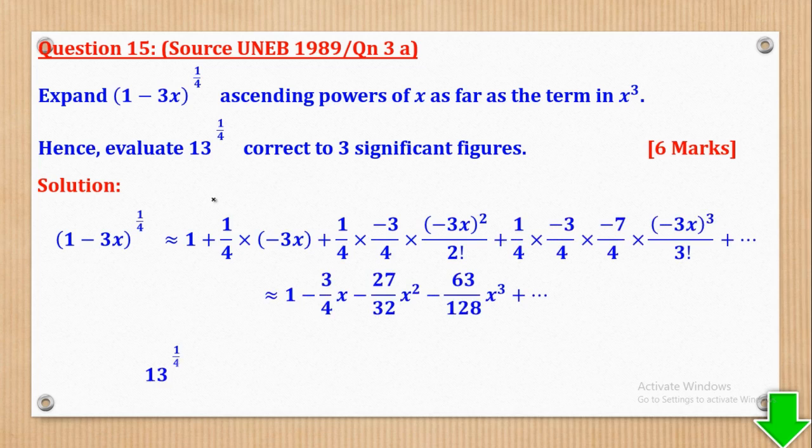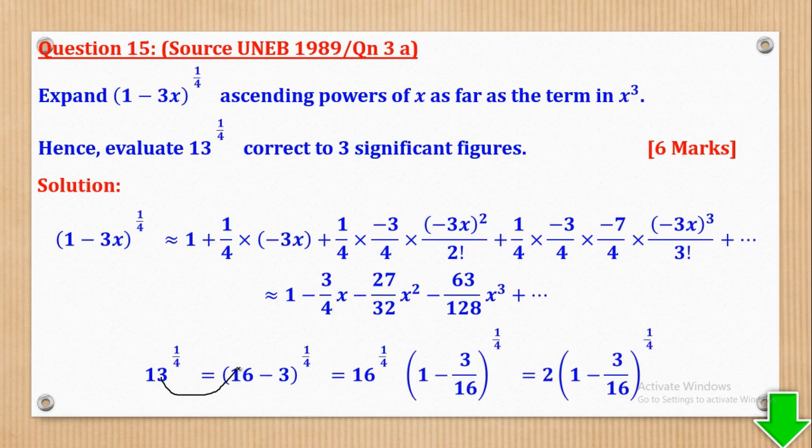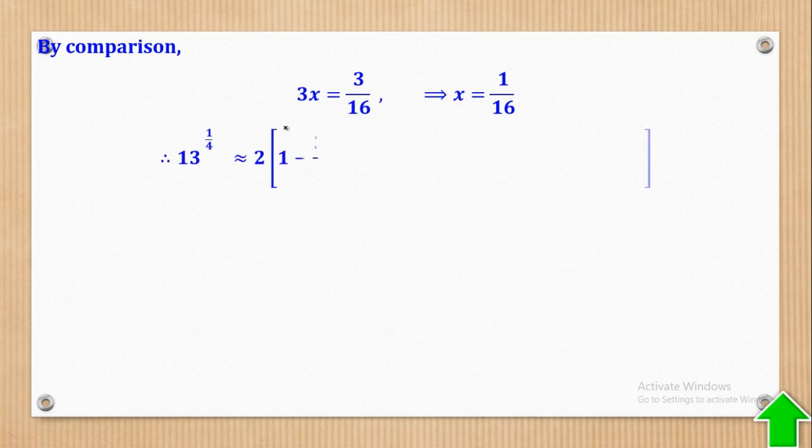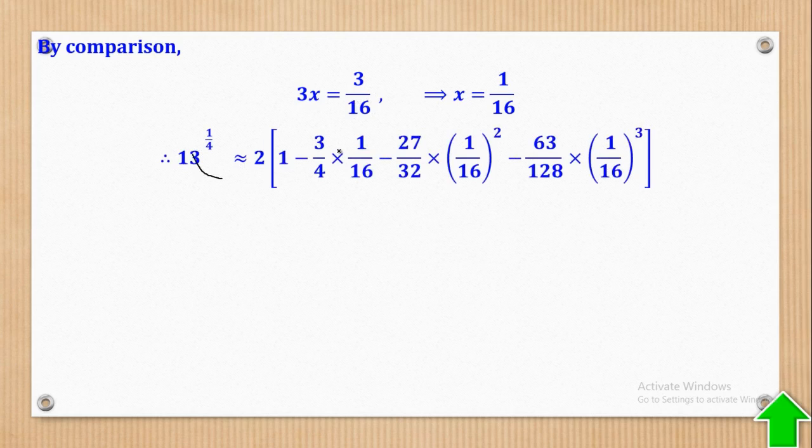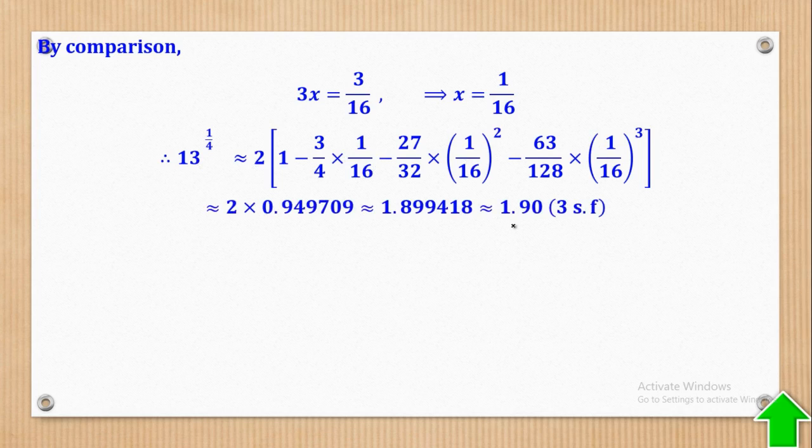Then for the hence part, the first thing to do is to look for the value of x. So here 13 is the same as 16 minus 3. Then pull out 16 to come up with that. Then simplify to come up with that. Therefore, by comparison, you realize that 3x is equal to 3 over 16. So by comparison, 3x is 3 over 16, therefore x is equal to 1 over 16. That means that where there is x, put there 1 over 16. But remember there was a 2 outside, so you don't forget it. Then use the calculator to simplify and round off to the required accuracy.